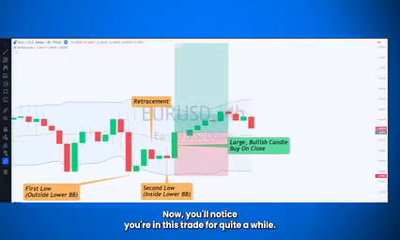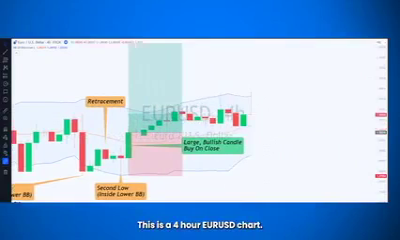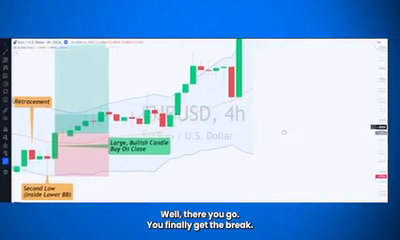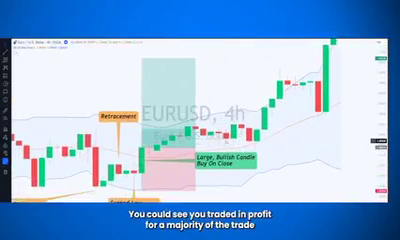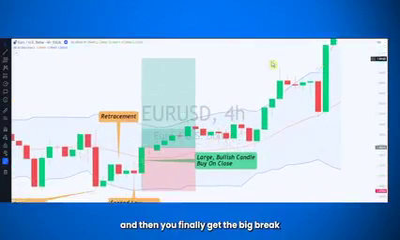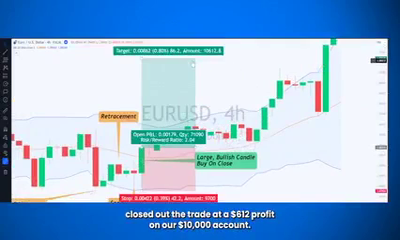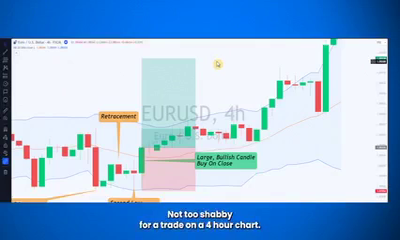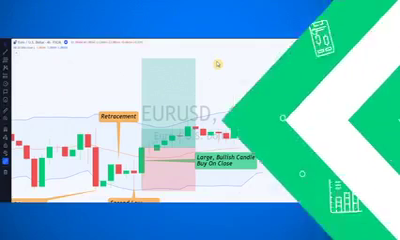Now, you'll notice you're in this trade for quite a while. This is a 4-hour Euro USD chart. And then what happens? Well, there you go. You finally get the break. You can see you traded in profit for a majority of the trade. And then you finally got the big break, closed out the trade at a $612 profit on our $10,000 account. Not too shabby for a trade on a 4-hour chart.